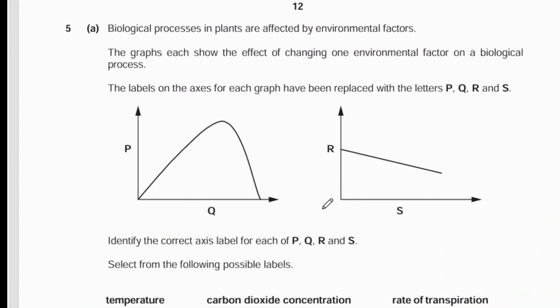Biological processes in plants are affected by environmental factors. The graphs each show the effect of changing one environmental factor on a biological one: P, Q, R, S. What is this graph for, where something is decreasing? Now I'm not telling you what this is. So it's denaturing basically, so it's related to temperature. What should be here? P.